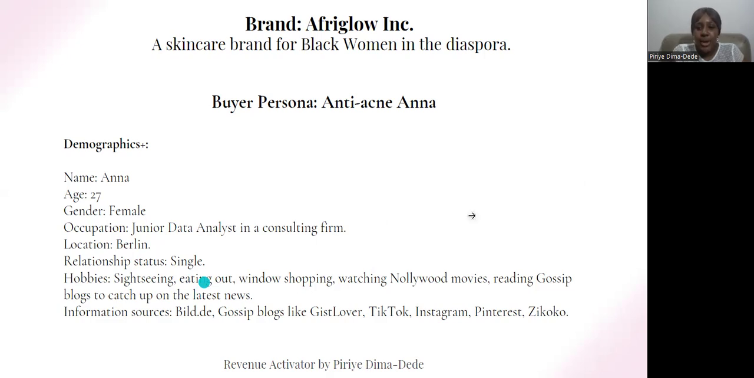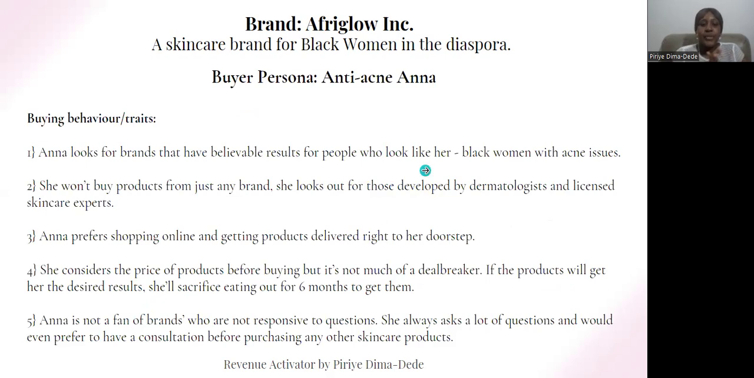So let's go back to her buying behavior. Anna is not a fan of brands who are not responsive to questions. She always asks a lot of questions and would even prefer to have a consultation before purchasing any other skincare products. We can see that Anna has been burned before, with all the products she has bought that didn't get her the desired results. So she's not just going to jump and purchase a product. If she should ask a question on social media and you do not respond, she's not going to buy from you because she feels like if this product is not working, you're not going to respond to her.